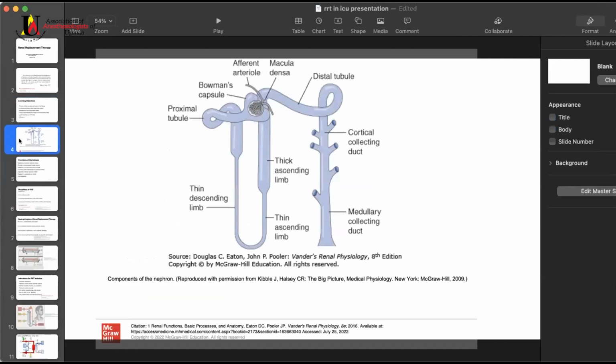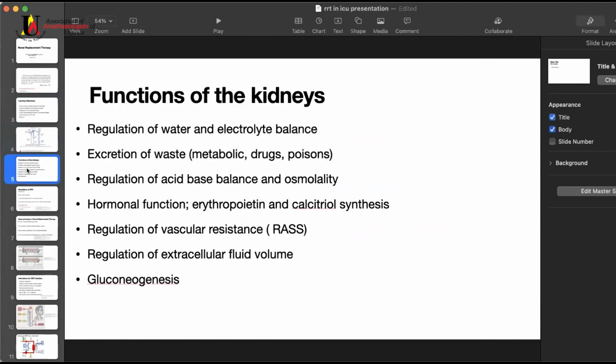So Dr. Winnie already took us through the basic functional unit of the kidney. As you can see there, I will not talk much about it. Now, the functions of the kidneys are numerous.